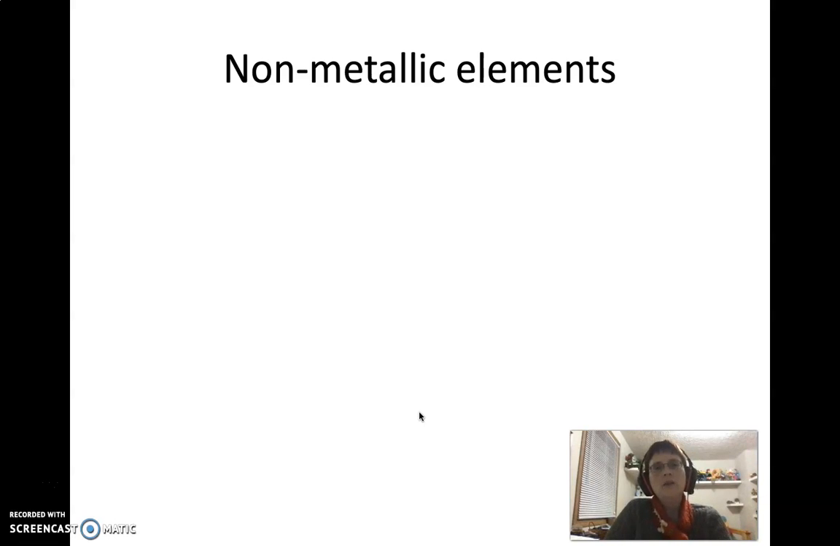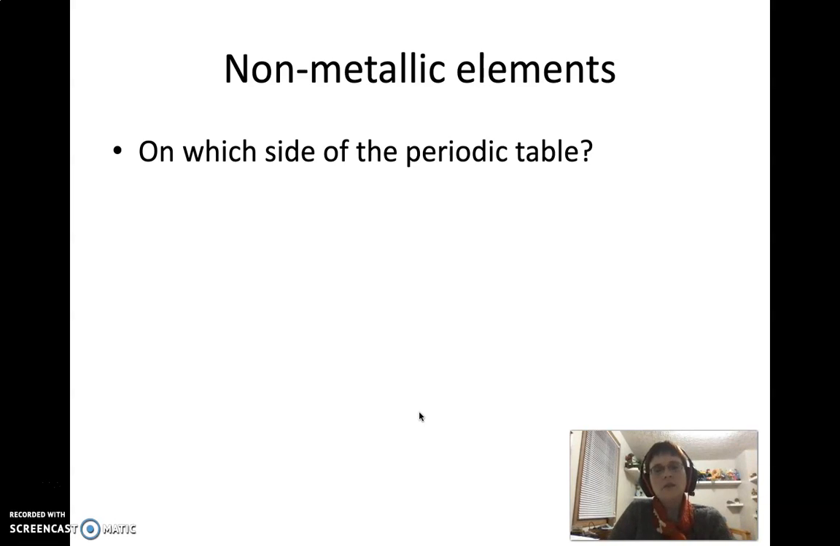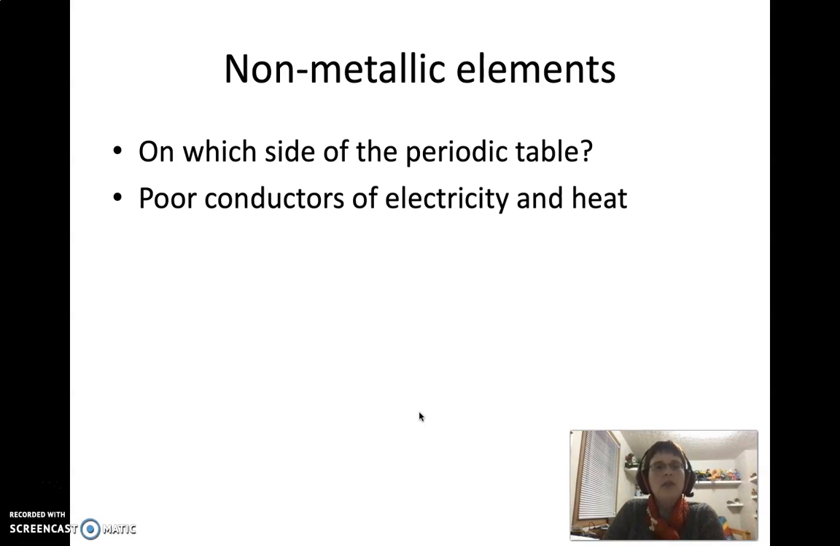So on the other hand, we've got nonmetallic elements. Did you notice which side of the periodic table these guys are on? If not, take a look at your periodic table because they are labeled just like the one we saw. These are going to be poor conductors of electricity and heat. They are opposite of the metals in almost every way.